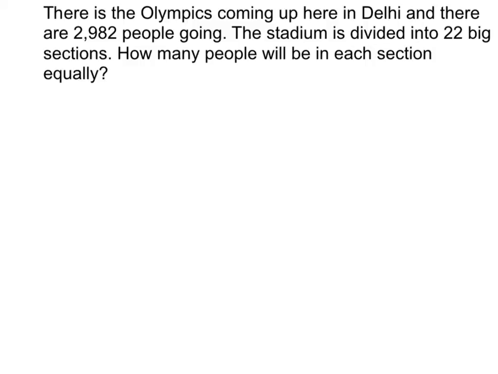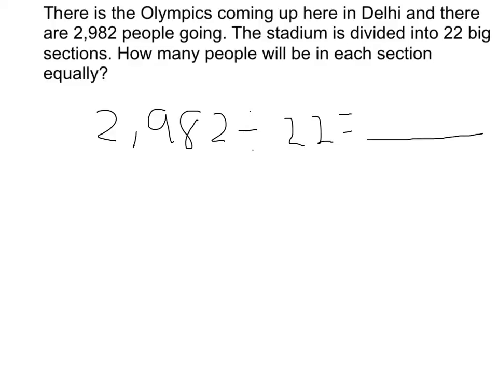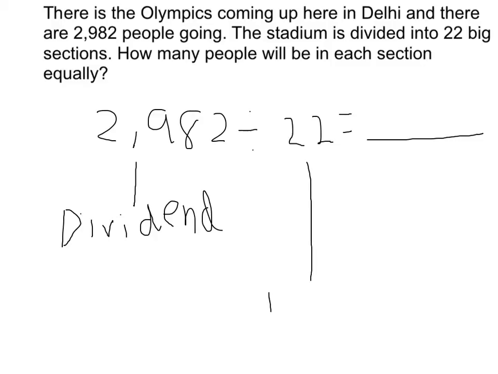Okay, so let's write out the problem. It will be 2,982 divided by 22. And the answer, which we do not know right now. 2,982 is going to be our dividend. And our answer is going to be our quotient.